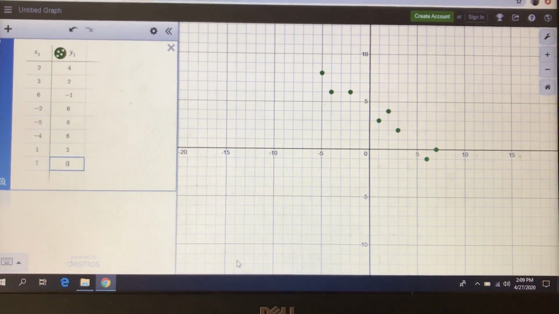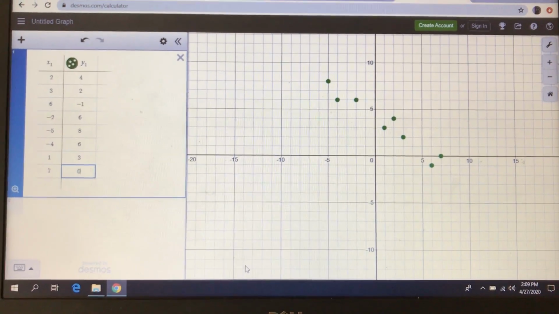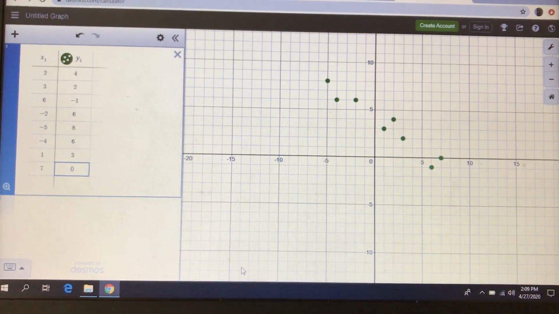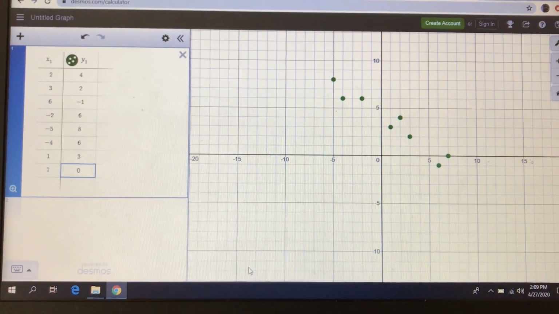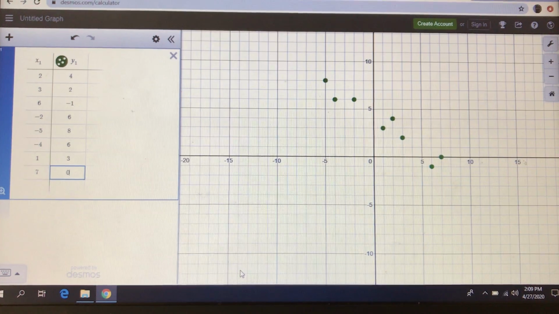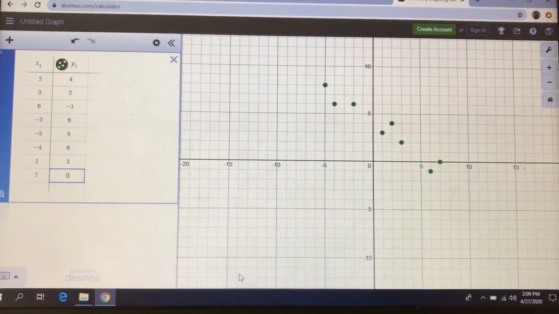I'm going to start by showing us a scatter plot on Desmos. Scatter plot's what we talked about in yesterday's Zoom lesson. The format of today's lesson is going to look a little bit different since we're going to be in Desmos for part of it and then on paper for the other part. And sorry for the camera shaking.